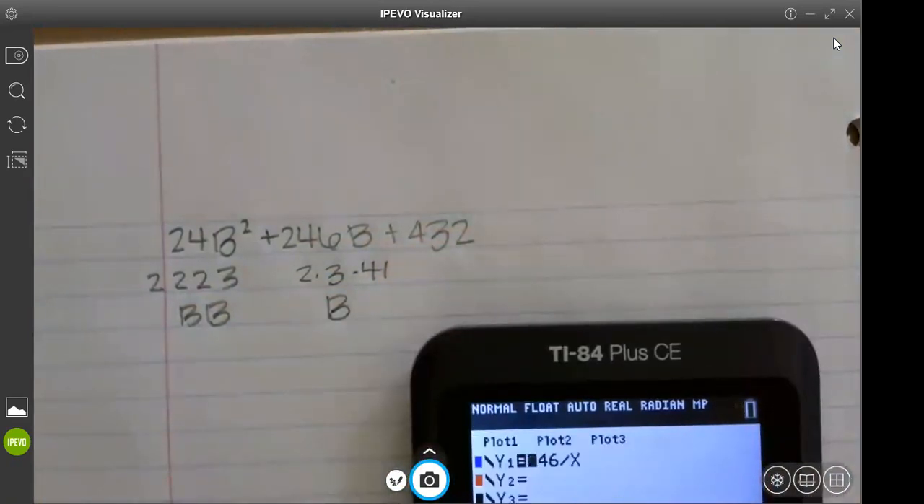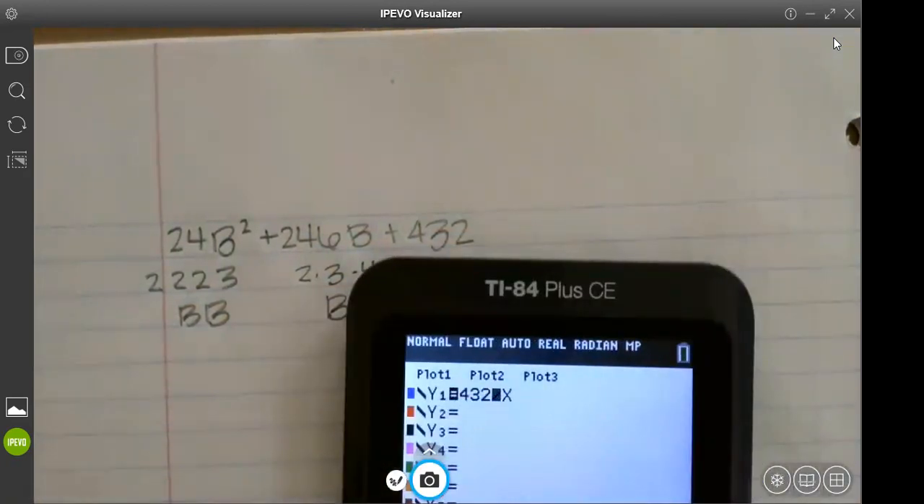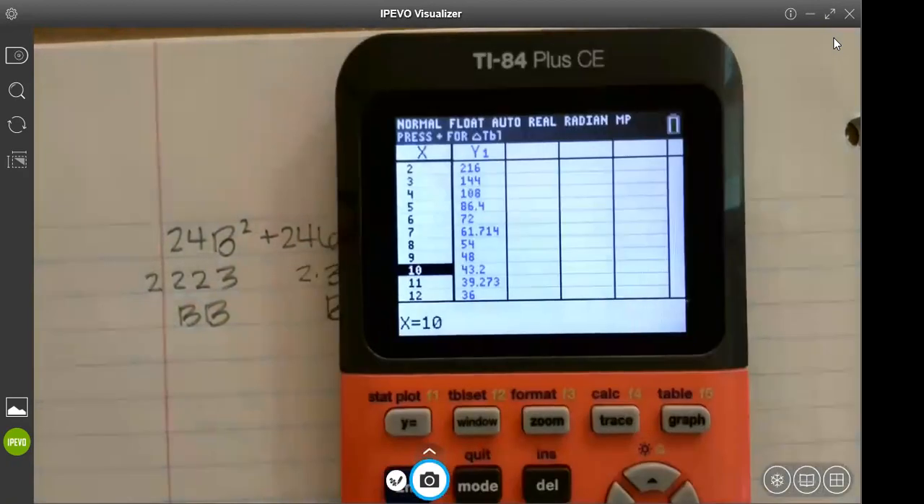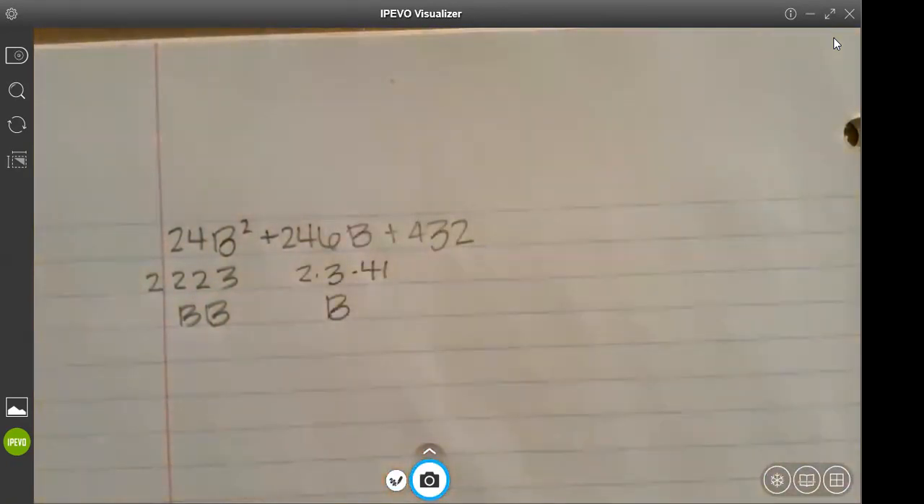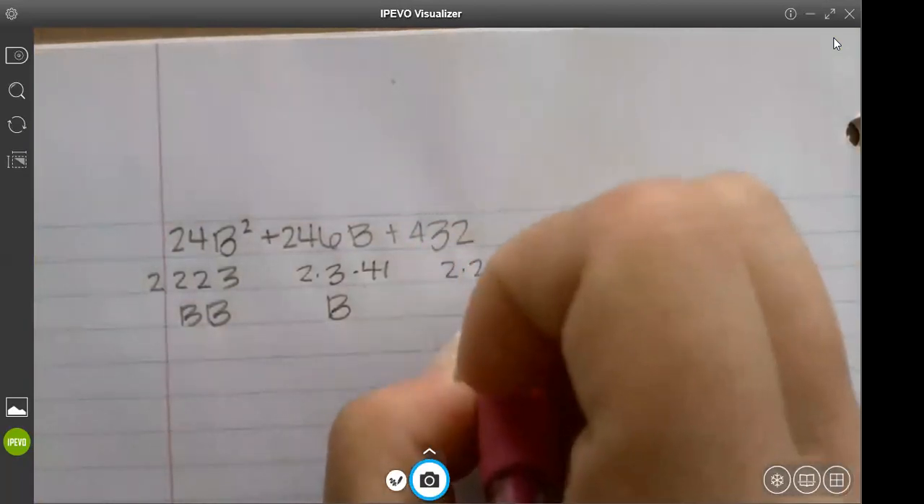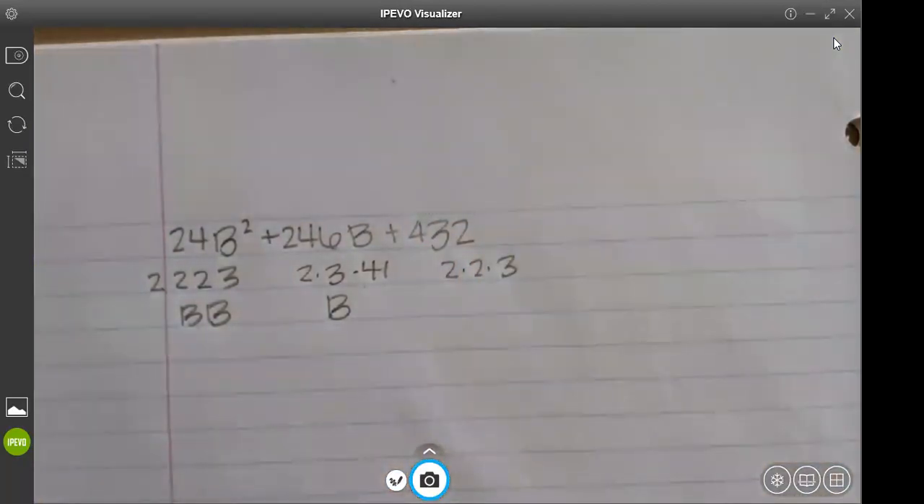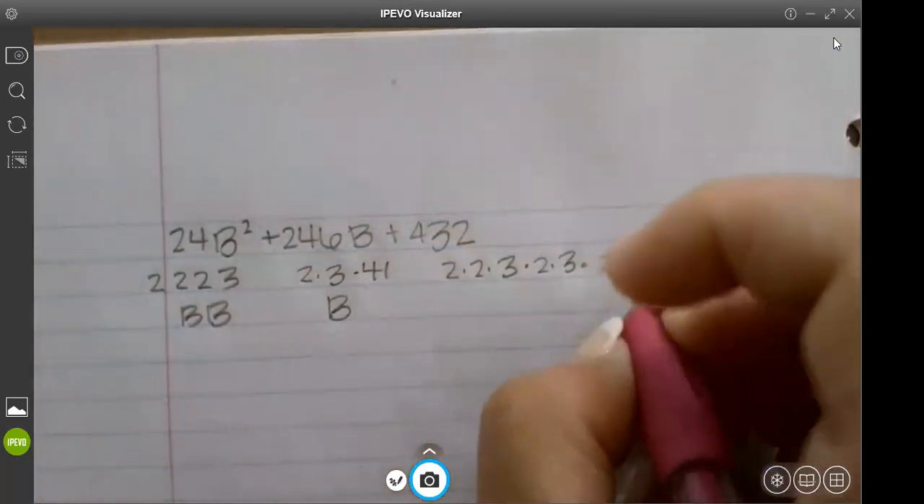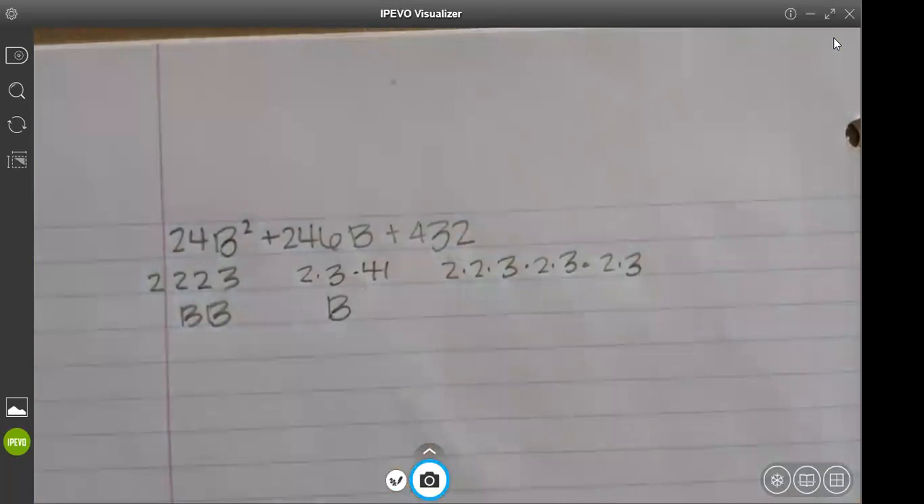Same thing with 432. I don't know factors right off the top of my head, but I can look at my calculator. 6 and 72, I know. Here's a 12 and 36. That one's easy for me as well. Okay, 12 is 2 times 6. 6 is 2 times 3. And then 36 was 6 times 6. So 2, 3, 2, 3.